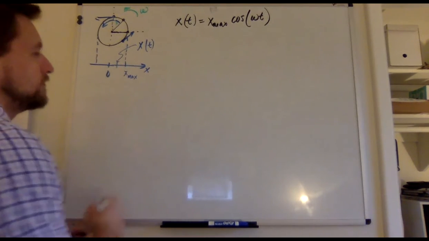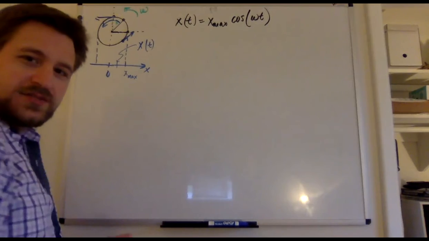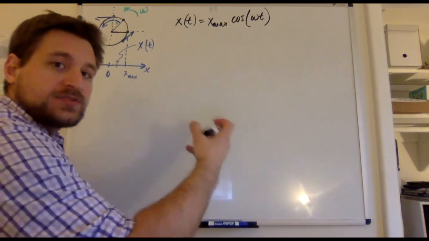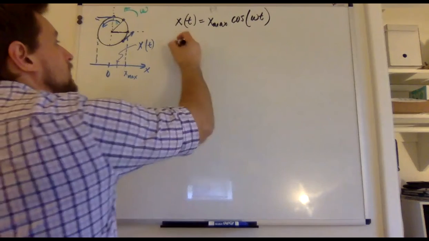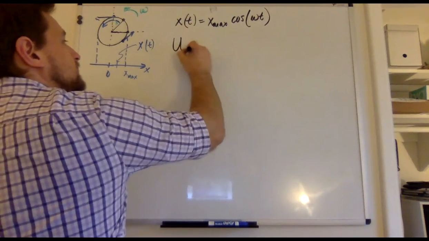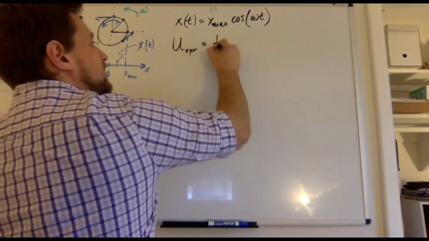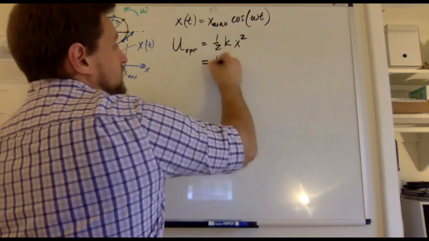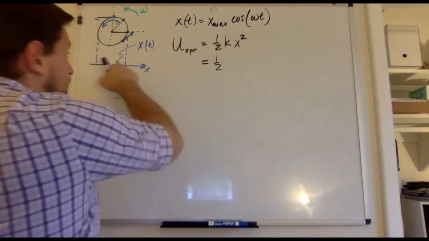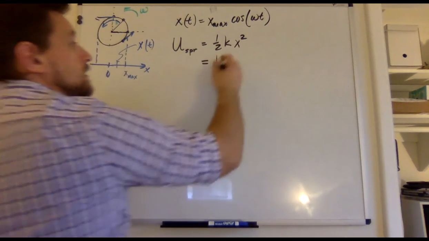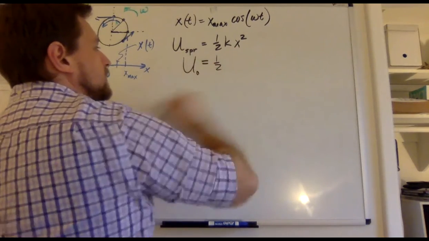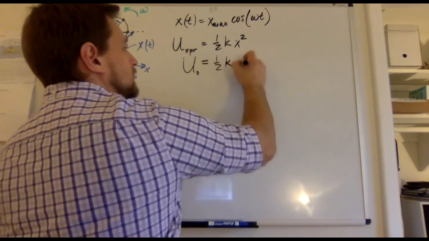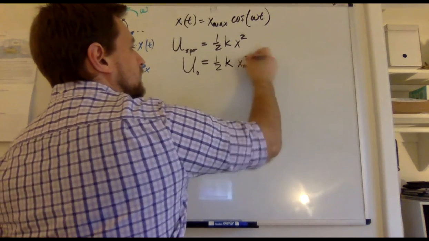At that instant, we have stretched the spring. We've done some work to do that, and we know how much potential energy is stored in the spring right at the instant we let it go. The potential energy of the spring is 1/2 kx squared at all times, but in this case, we're talking about x max. So U at time 0 is 1/2 k x max squared.